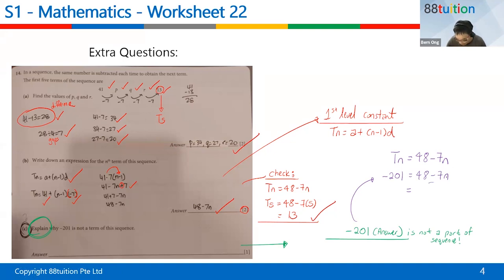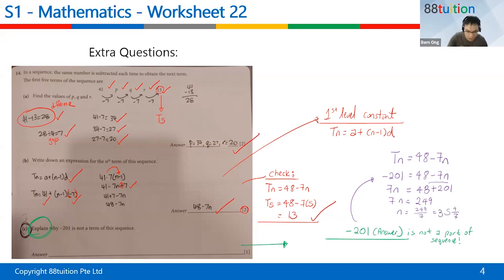Minus 7n, I bring it across, becomes plus 7n. 48 is stuck down here. Minus 201, I bring it across, is plus 201. So 7n is equal to what? Let's see, can get a number that can divide or not. Equal to 249. N is equal to 249 divided by 7. I'm trying to solve for n. Cannot. It's actually 35 and 4 over 7. Can you see or not?